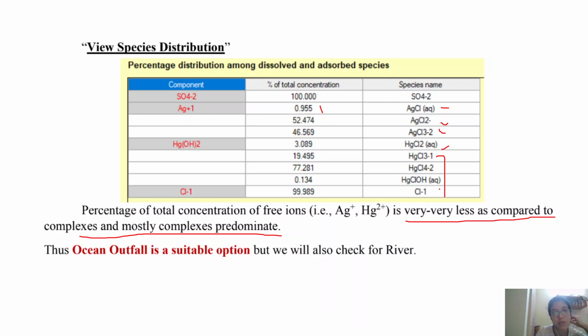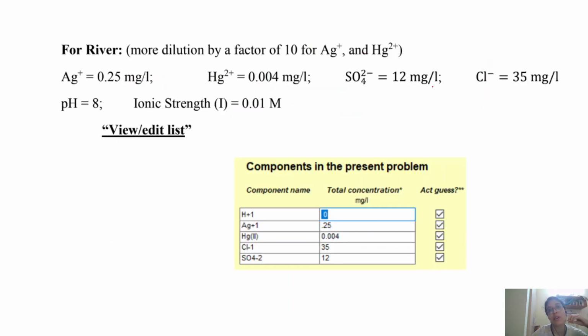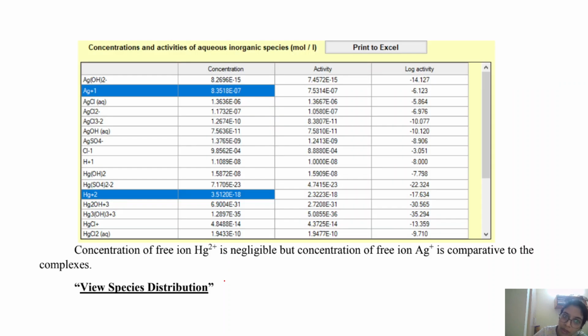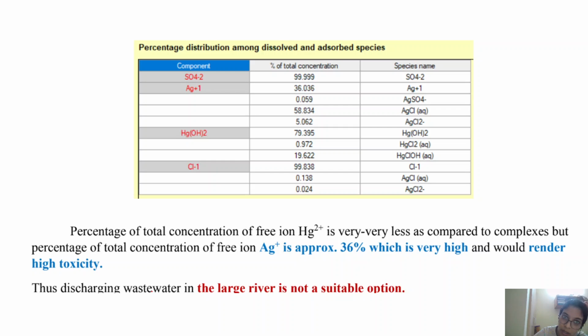Now we will see about the river. For the river, the dilution factor is 10. So as I've told, 2.5 becomes 0.25 and 0.04 becomes 0.004. Sulfate, chloride, everything we are putting in the list, as you can see. Then we will check the view species distribution, and this is the species distribution we can see.